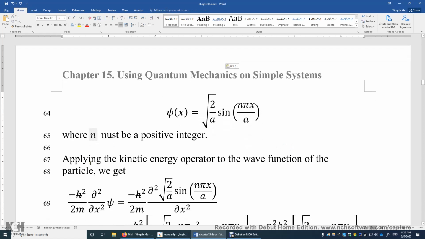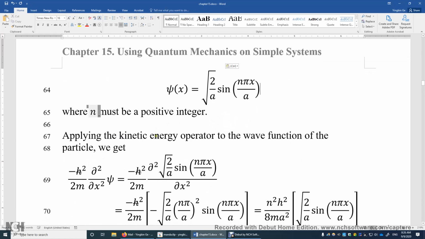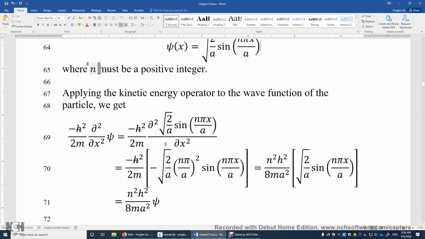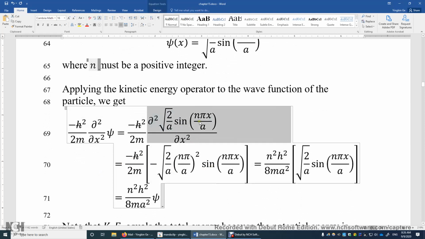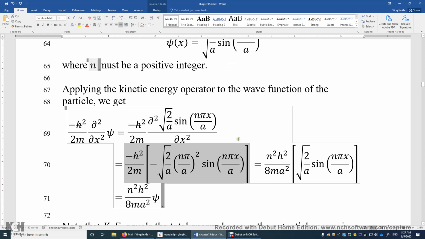All right. Now we're going to apply the kinetic energy operator to this wave function to find its kinetic energy. So this is just simple mathematics, as long as you know how to take the second derivative of a sine function. The first derivative of sine theta is cosine theta. The second derivative of sine theta is negative sine theta. And then you need to use the chain rule and realize that n pi over a should be squared here, and you need a negative sign here. So this is just simple differential calculus.